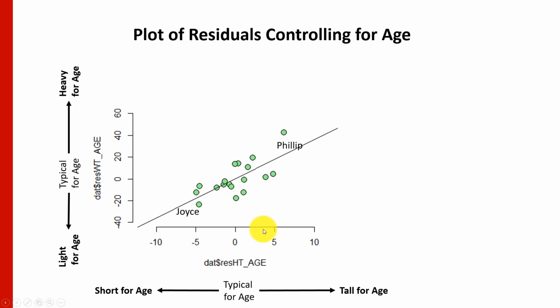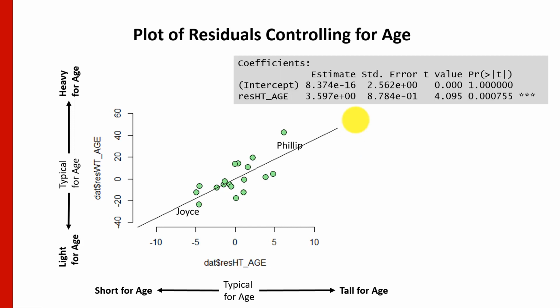And as you go in the positive direction, you're tall for your age or heavy for your age. And as you go in the negative direction, you're light for your age or short for your age. You can see that these two sets of residuals are positively correlated. And if we actually fit a regression slope and intercept to these residuals, what we would get is an intercept of almost 0, right? Because the mean of each of these things is 0.